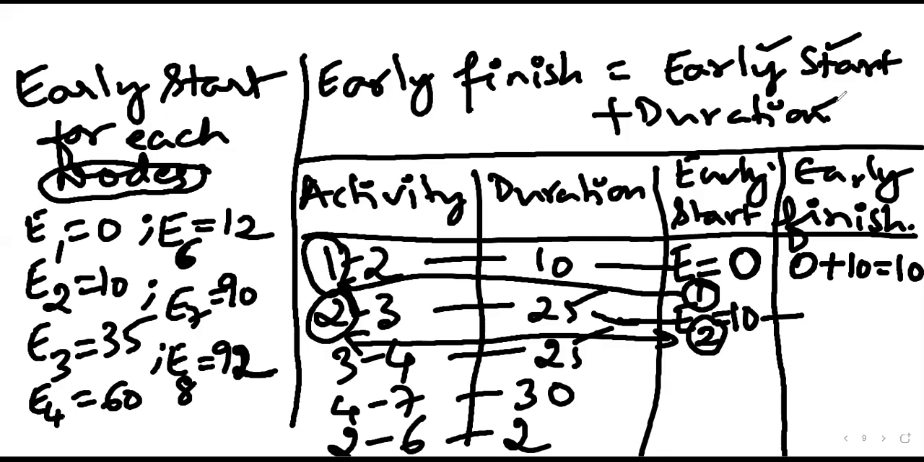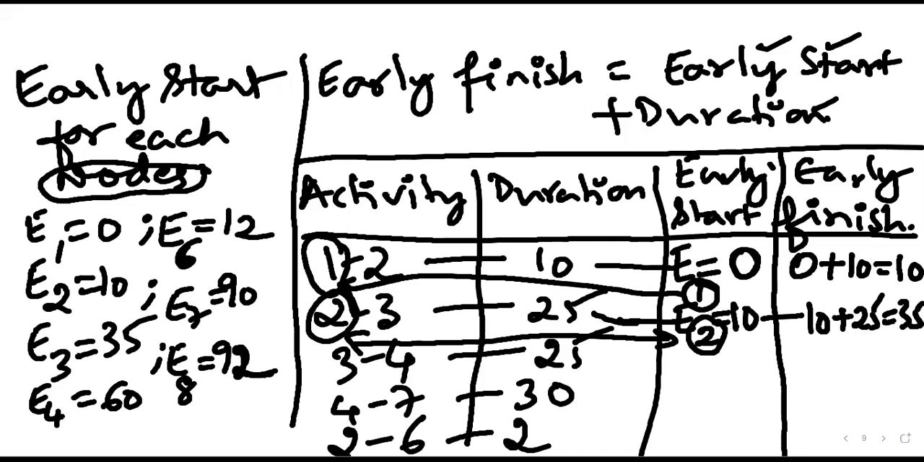So any answer for the early finish of this activity? So early finish is nothing but early start 10 plus 25, which is equal to 35. Correct. The answer for this particular activity is going to be 35. If there are any doubts, if anyone has not understood anything, just ask.